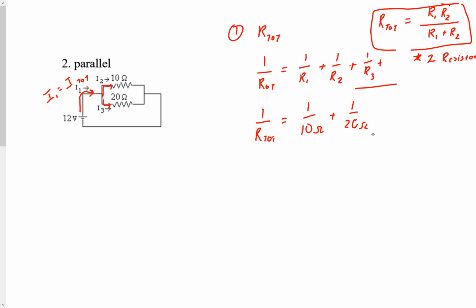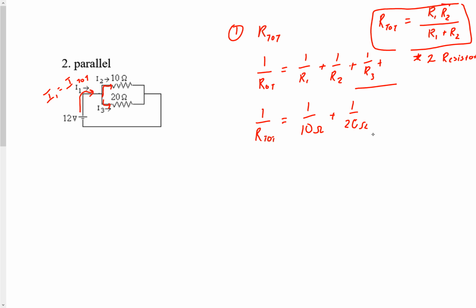Let's see if we can do this in our heads. That would be 3 over 20. Now, here's the deal. Some people will then call this their answer. This is not your answer. You have solved for 1 over R total. As a matter of fact, you don't even have ohms for an answer. If you look, your unit right now is 1 over ohm. So you need to take a reciprocal in order to finish this problem. That's what students always forget, is to take the reciprocal.